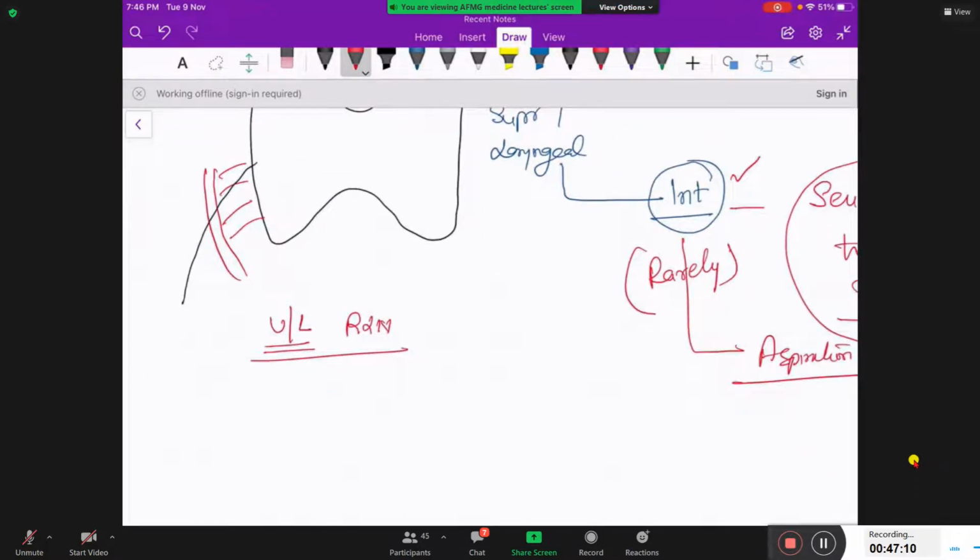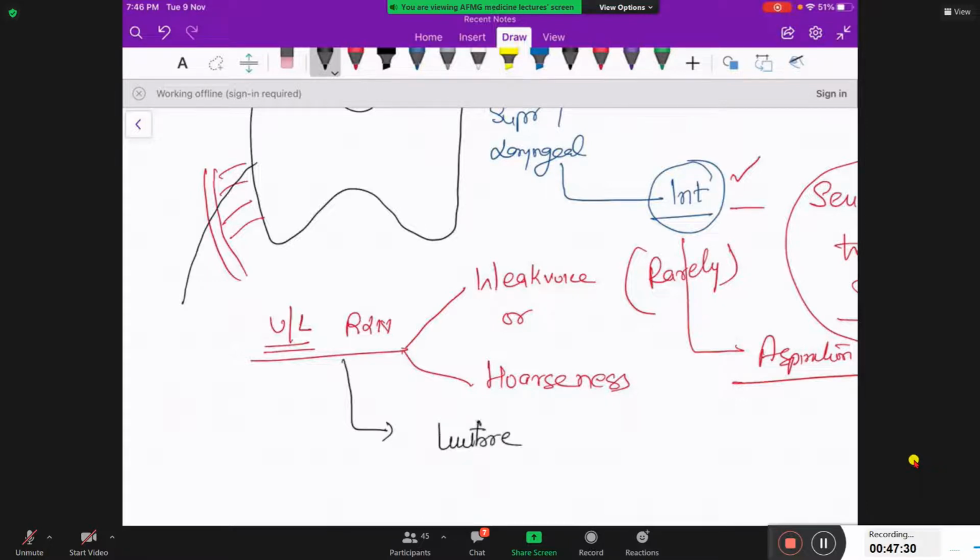The patient will either have a weak voice or will have a hoarse voice. Either will have hoarseness of voice or will have a weak voice. But there will always be a problem in the timbre of the voice. It will be like a Rani Mukherjee type voice.